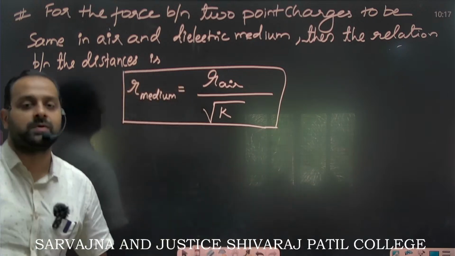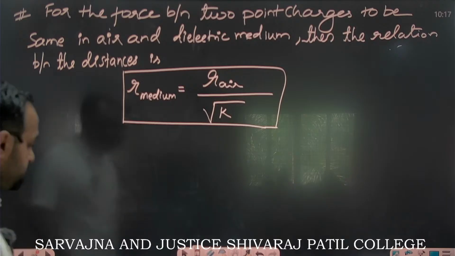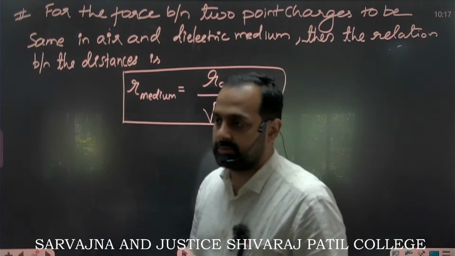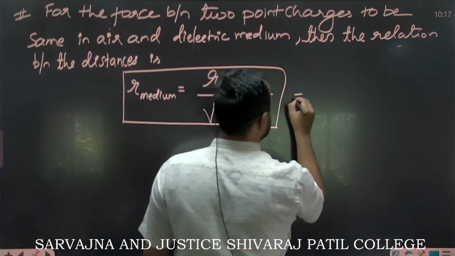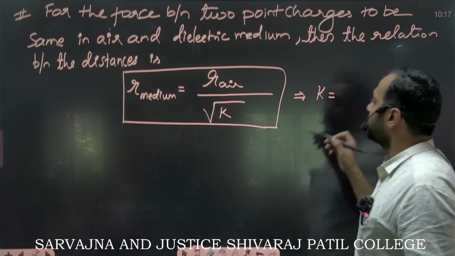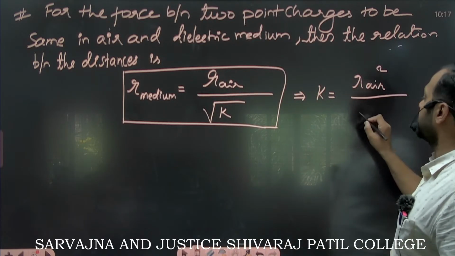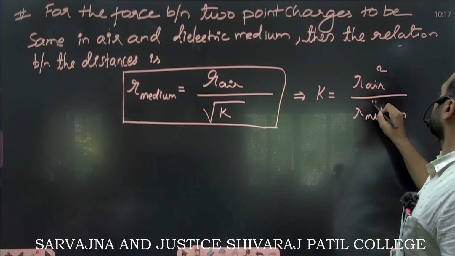Rn medium will be equal to Rn air divided by root K. Rn medium is equal to R in air divided by root K. So from here, another formula for K comes. K is also equal to R air square divided by Rn medium square.